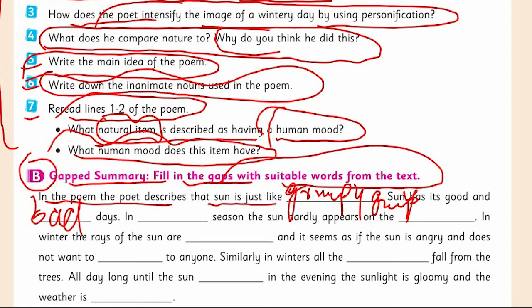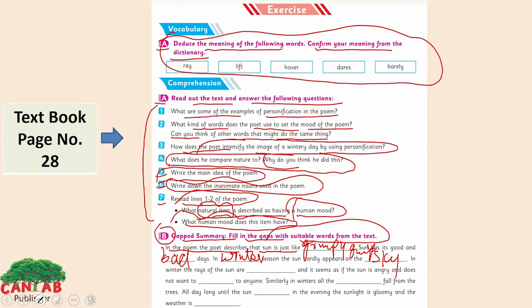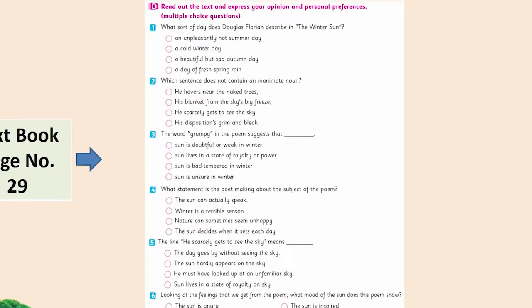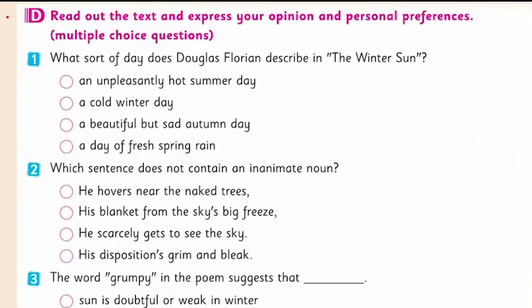In season, the sun hardly appears on the, yes, it is obviously, it's clear from the topic, it's in winter season. Hardly appears on the what? Yes, obviously, the sun appears on the sky. I want you to find the words and fill the gaps here. The 4 gaps here.